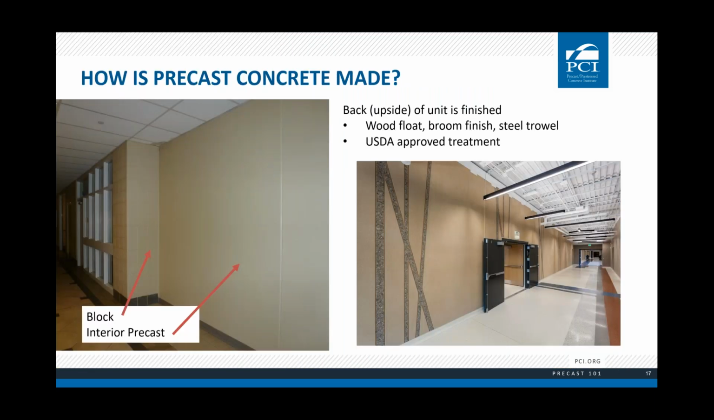Now, once the concrete is poured, the upside of the form, in most cases, the back side of the panel, will need to be finished. For unexposed units, a simple wood float or leveling float is required. However, if the back finish is exposed to final view, the designer will need to specify a finish treatment like a broom finish, a steel trowel finish, or maybe a USDA approved finish for food production facilities.